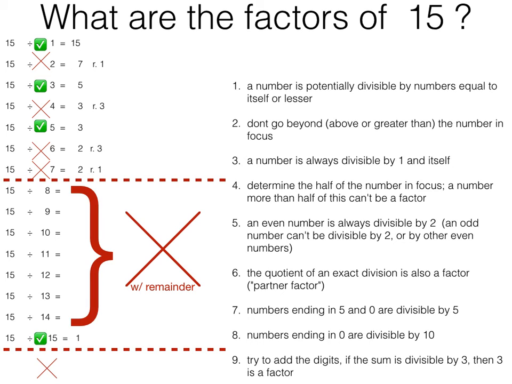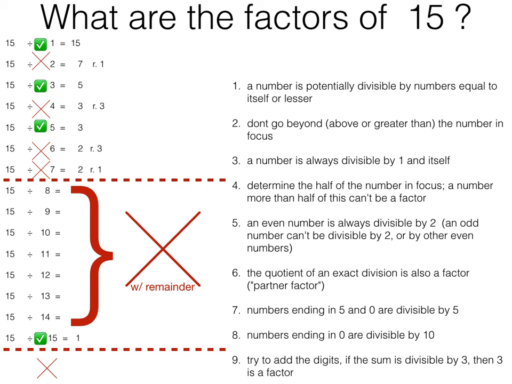Kids, the number 7 reminder is also applicable to this number 15 example because it says that numbers ending in 5 and 0 are divisible by 5. And the number 15 ends in 5. Therefore, divisible ang 15 by 5, and 5 is a factor.